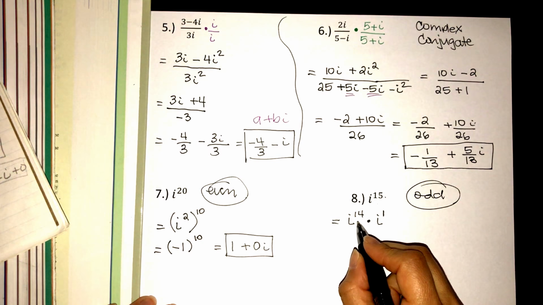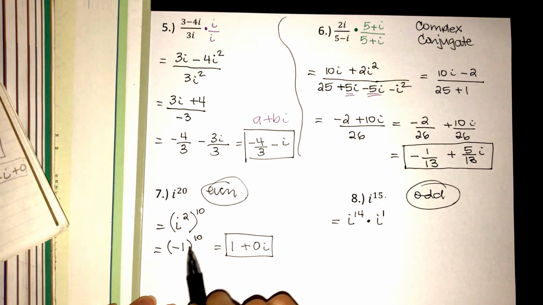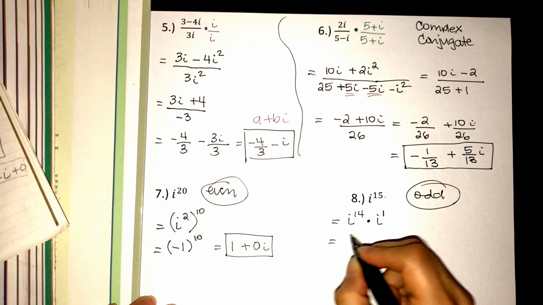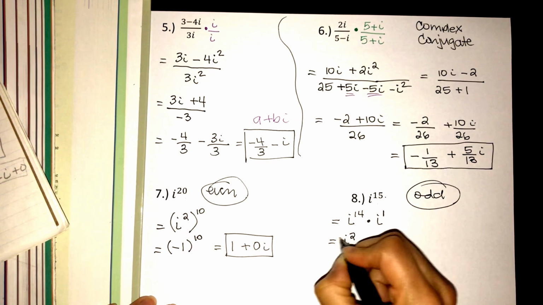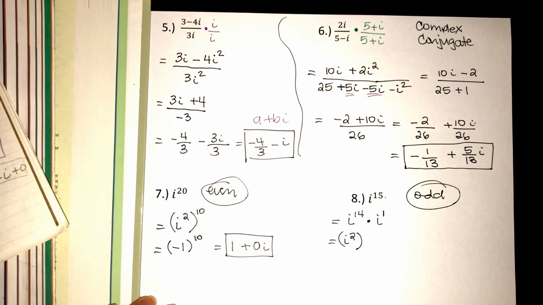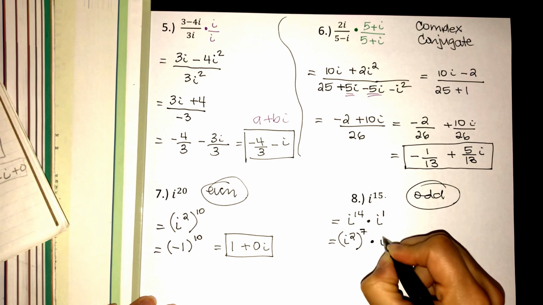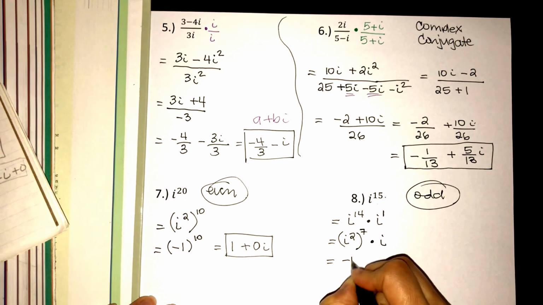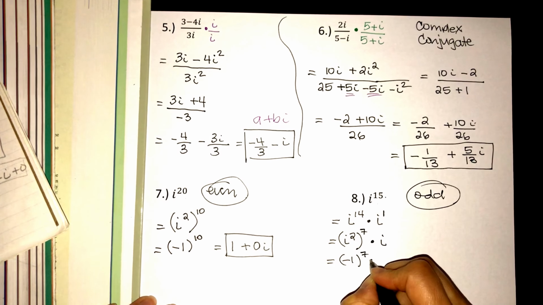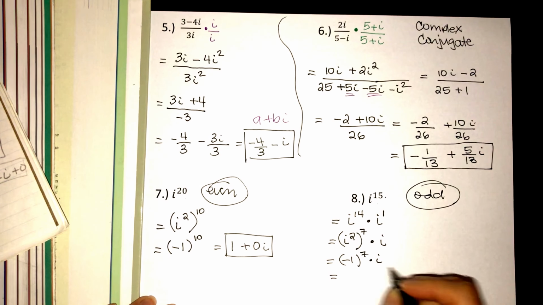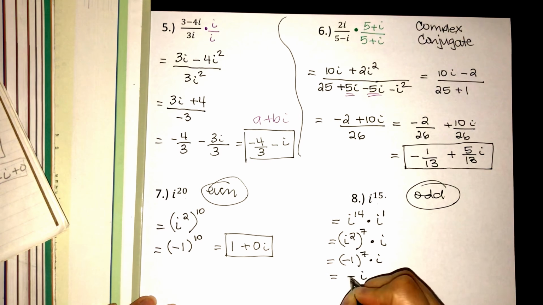For i to the 14th, I'm going to apply the same rule I applied for number 7. You're going to write i to the 14th as i squared to what power? What goes on the outside? 2 times what is 14? That would be 7, times i. i squared is negative 1 to the 7th times i. Negative 1 to an odd power, like 7, is really negative 1. So this is really negative i.